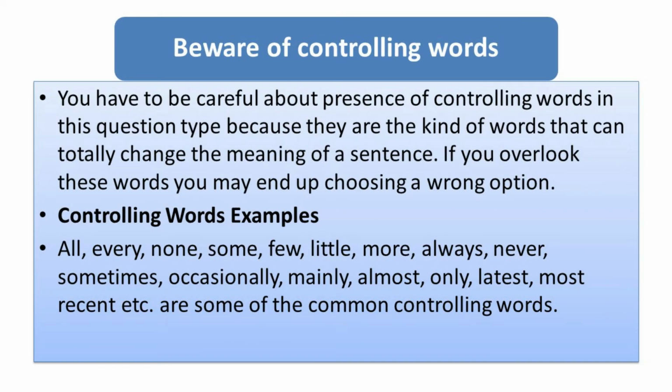Now we are going to talk about controlling words. In the previous question, the false question, you saw that there was a controlling word few. Similarly, controlling words are the kind of words which are very small in the size, but they have a significant impact on the meaning of the statement. They may change the meaning of the whole statement easily. Therefore, in this type of question, you need to be very careful about these words, because they may let you think that the answer means totally different than what it actually means.